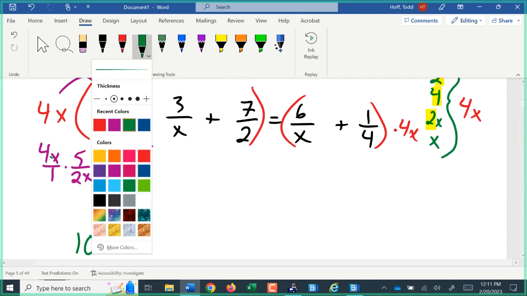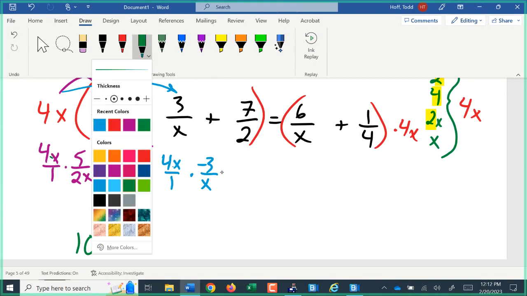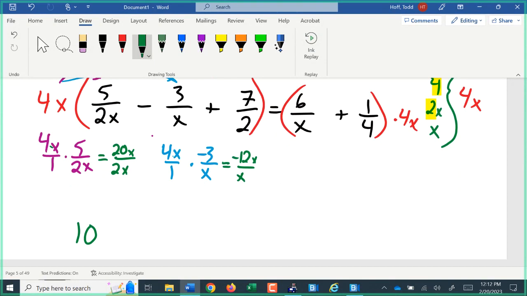Next we have 4x times negative 3 over x. So 4x over 1 times negative 3 over x. I can put the negative with the numerator or the denominator, just not both. So I'll put the negative with the 3 on top. And I'll multiply that out. 4x times negative 3 is negative 12x. 1 times x is x. Negative 12x divided by x is just negative 12.